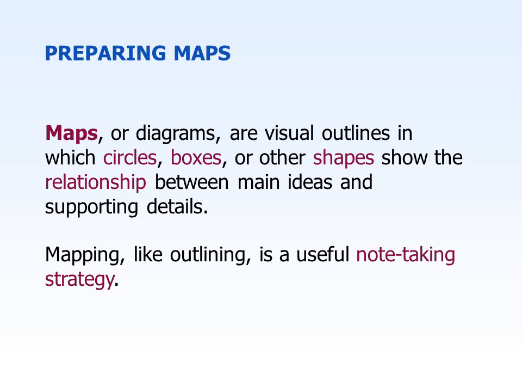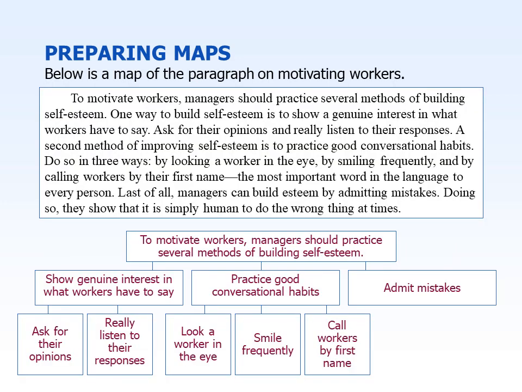So a different way to do the same concept is called maps. So maps or diagrams are visual outlines in which circles, boxes, or other shapes show the relationship between main ideas and supporting details. Mapping, like outlining, is a useful note-taking strategy. This is just a little bit more visual. There's really no difference. It's pretty much whatever you prefer, whichever learning style works best for you. So let's look at this particular style.